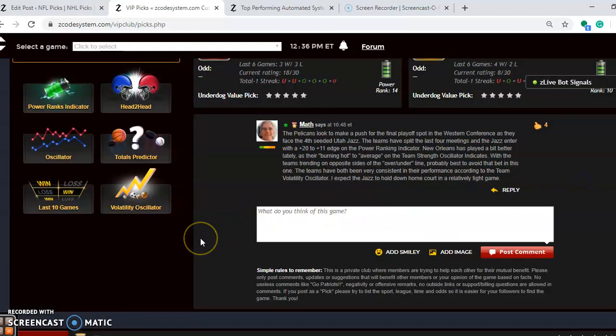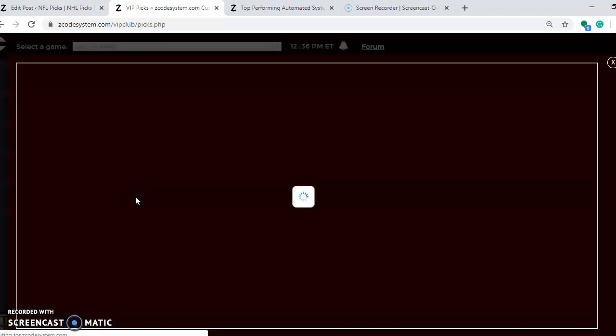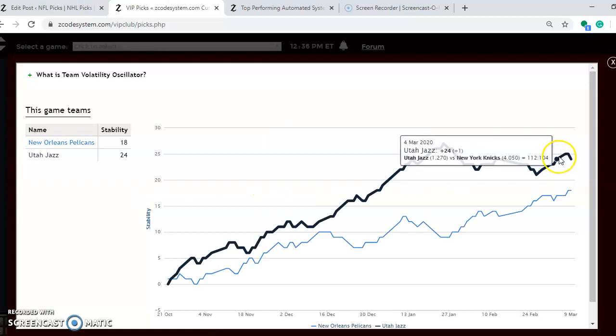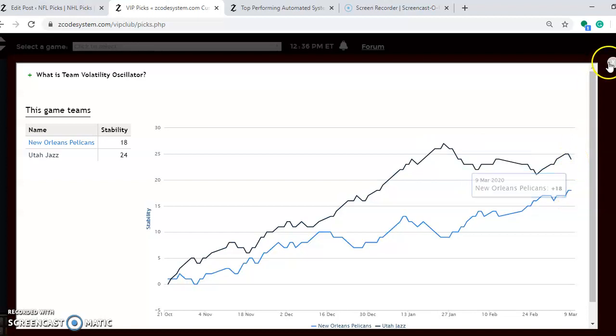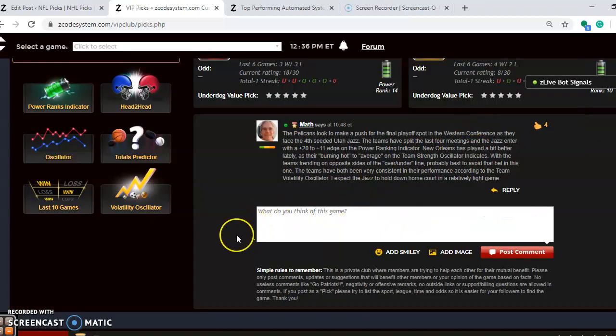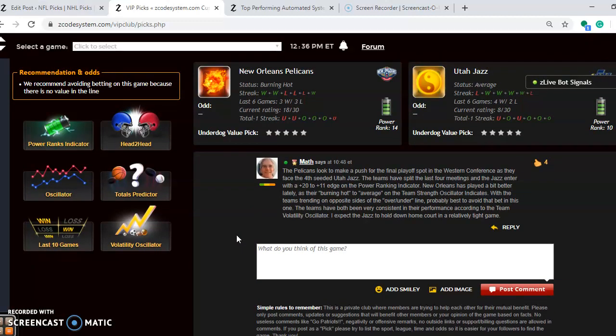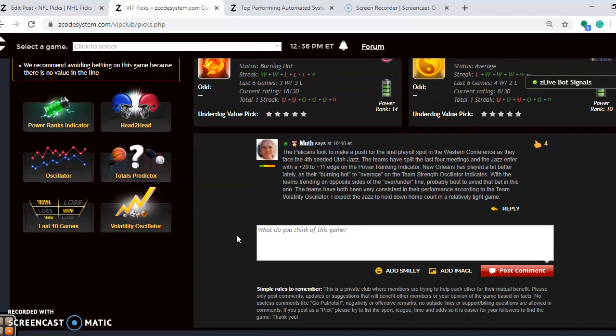If you look at the team volatility oscillator, like I always like to do, you can see that both teams are performing consistently according to their favored underdog status, with Utah at plus 24 compared to plus 18. Utah, being the home team, being the better team, will likely be a moderate to heavy favorite in this one, even though the Pelicans are playing better at the moment. It won't matter. I expect the Jazz to hold down home court, but win this one in a relatively close game.